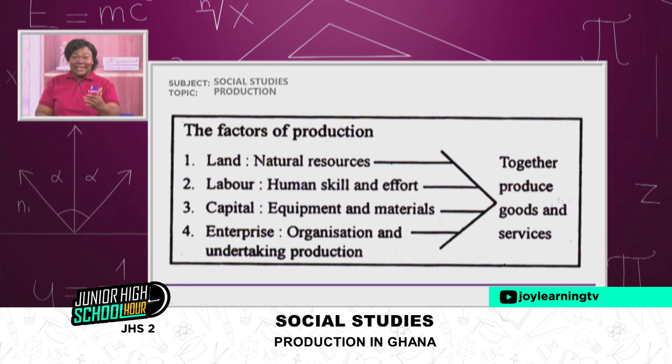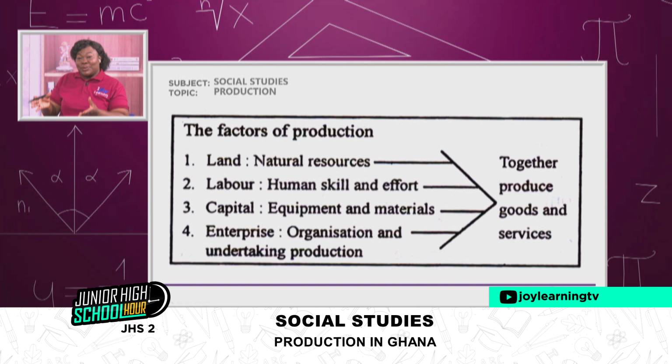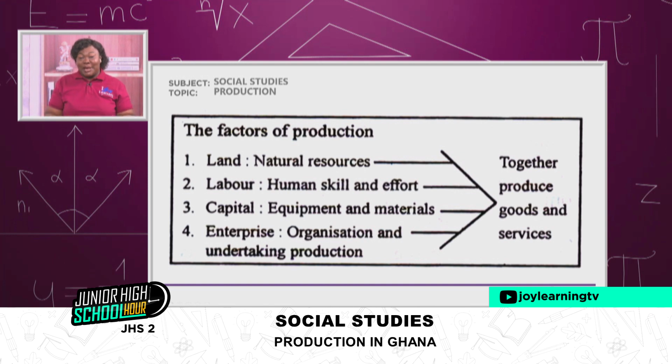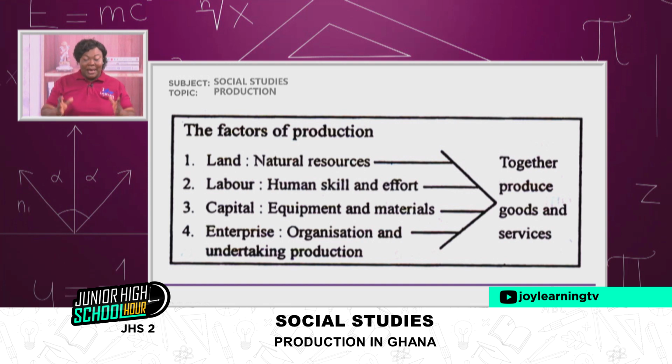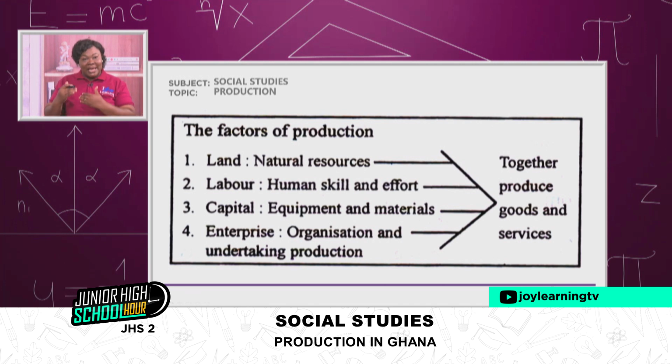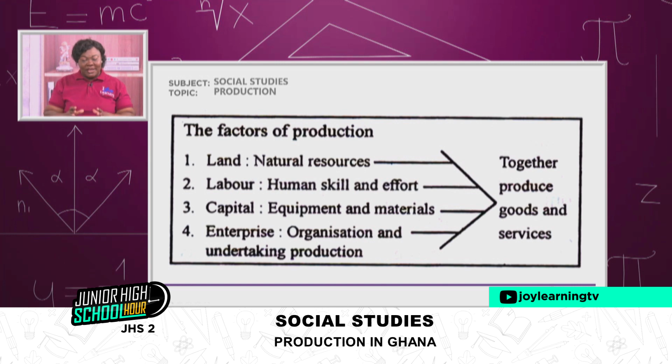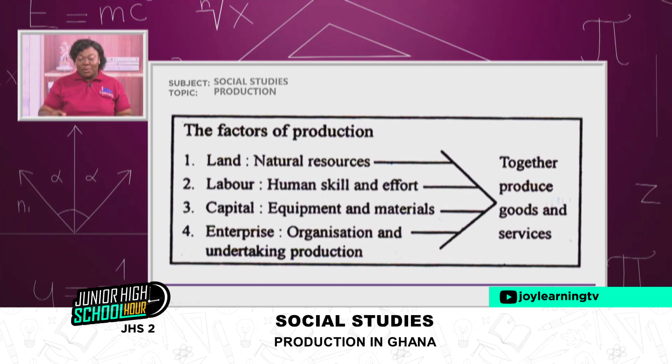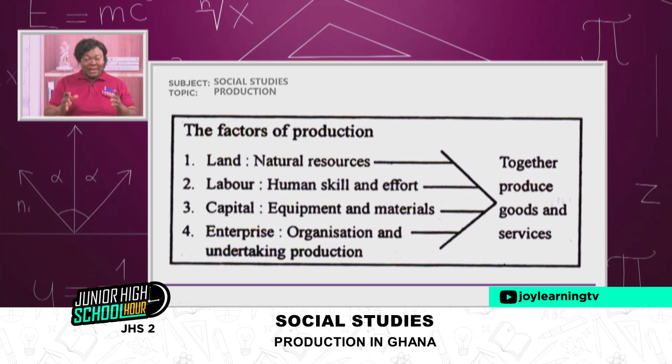So the same as I just explained, land, that's the natural resources, the things that we have in the natural state, like the fishes, the gold, and others. And then we have labor, human skills, and the effort. Then capital is the equipment and the material in terms of what? Money. If you don't have the money, you can't buy the materials or the equipment. Then the enterprise, that's the entrepreneur, organization, how he organizes and undertakes the production in every stage of the production. So together they produce goods and services for their production.